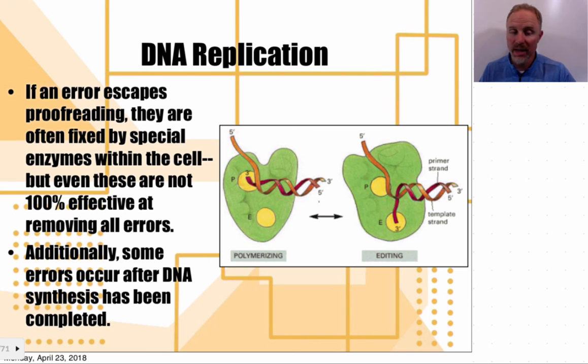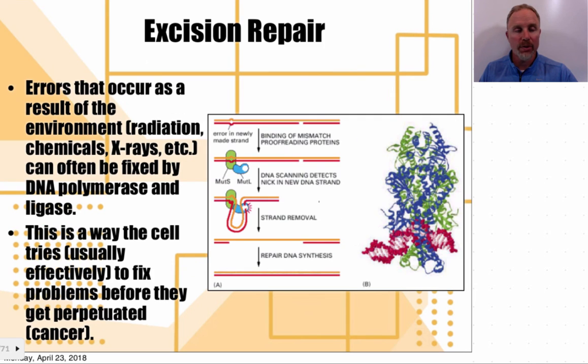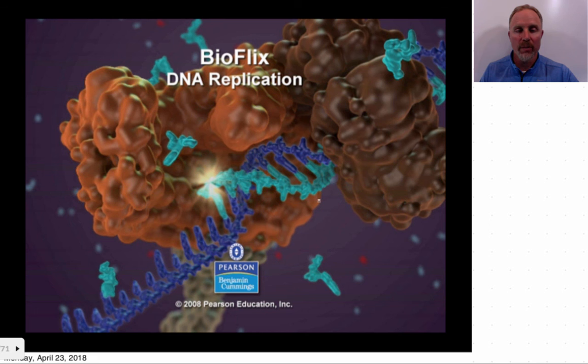And, of course, it's not 100% effective. Sometimes you get these errors that have been perpetuated and it might end up as cancer or something like that. But by and large, your body does a pretty good job of this. Okay, you might have some environmental types of radiation or pollution or x-rays or something like that kind of creates an error in the DNA, and your DNA polymerase and your DNA ligase have the ability to go through and fix these problems and do so effectively so that you don't get cancer or some other sort of a mutation.